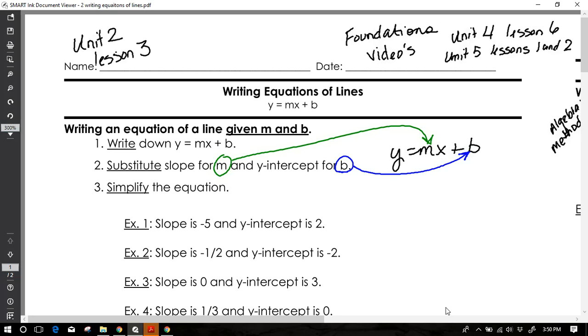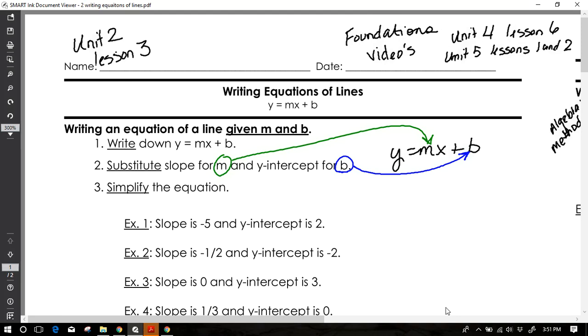Unit 4, Lesson 6 is the graphing when you have M and B. Unit 5, Lesson 1 is writing an equation given a point and a slope. And then Unit 5, Lesson 2 is writing the equation of a line when you are given 2 points. So it breaks it down into 3 separate lessons. Today we're going to put it all together and review all in one lesson.